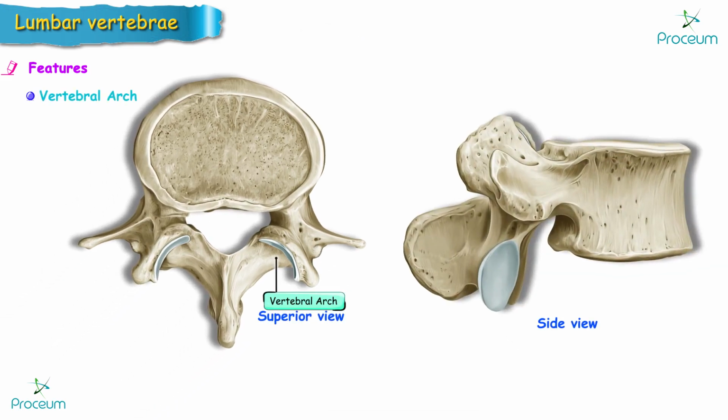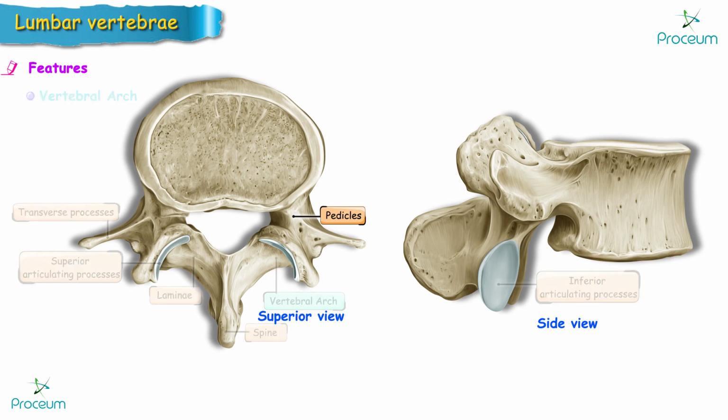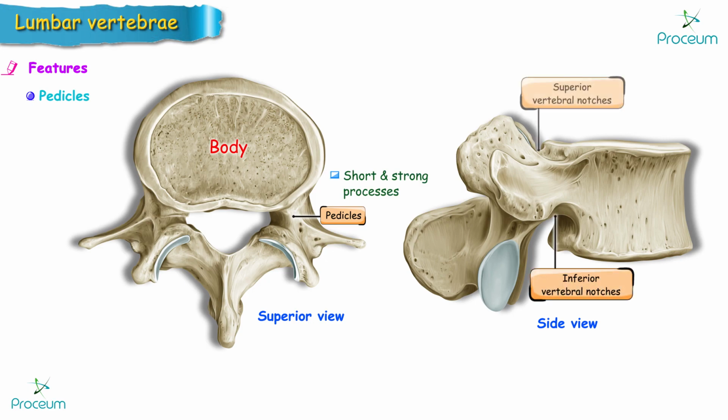Vertebral arch. The vertebral arch is made up of pedicles, laminae, spine, transverse processes, superior and inferior articulating processes. Pedicles. The pedicles are short and strong processes. They project backwards from the upper parts of the body, and as a result, the inferior vertebral notches are much deeper than the superior ones.